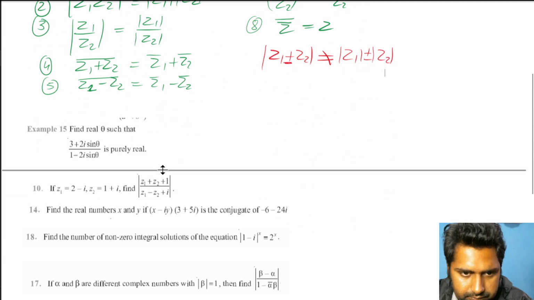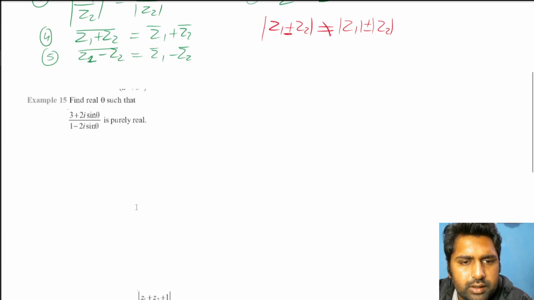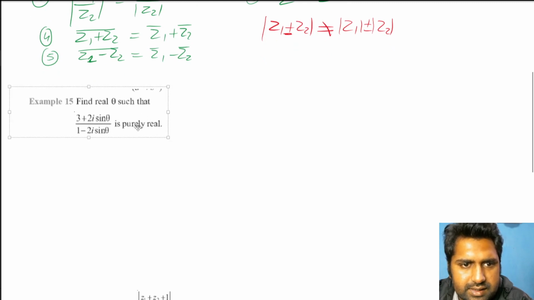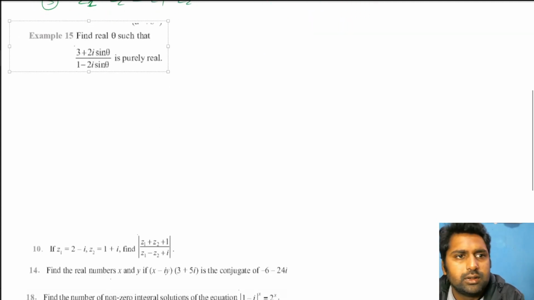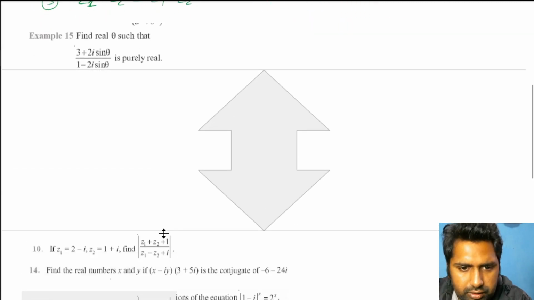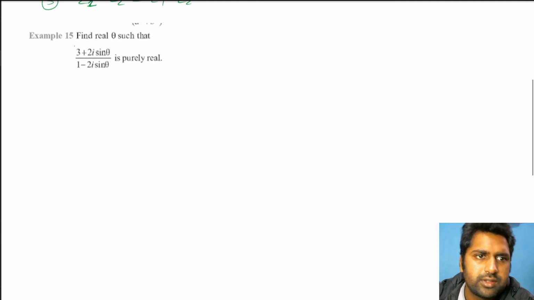Okay, this is one good question. It combines two topics, your complex number as well as your trigonometric equations. He is saying find real value of theta such that this is purely real. Now what is the meaning of that being purely real?